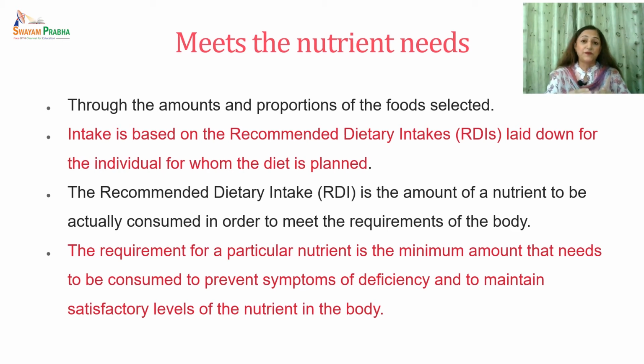The first part of the definition says that it is a diet which meets the nutrient needs of a person or a family. A balanced diet meets the nutrient needs through the amounts and proportions of the food which we are going to select. Now, how much should a person consume of individual food to meet his need? This would be based on recommended dietary intakes, which are laid down for the individual for whom we are going to plan the diet. The RDI figures for each nutrient, given through tables, tell us how much of the nutrient should be consumed per day. We shall be discussing RDIs in detail.